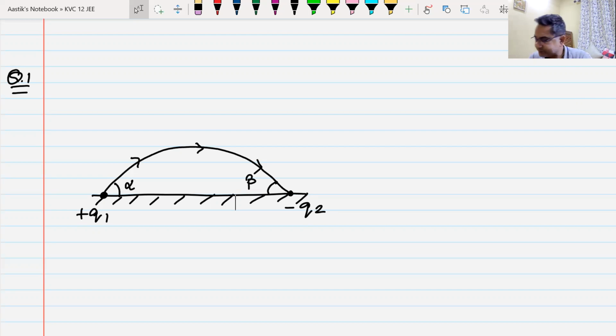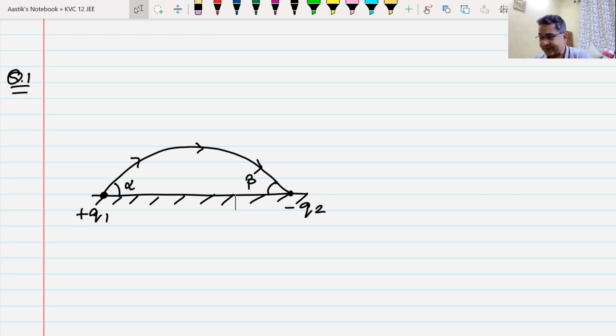So the question is like this. At Q1, which is a positive charge, the electric field line comes out of Q1 at an angle alpha, and it ends up at Q2, which is a negative charge, with an angle beta. If you know the angle alpha and you know the values of Q1 and Q2, what is the value of angle beta? They can ask you in a different way. What is the ratio of sine alpha by sine beta or something like that? So basically, you have to find the relation between alpha, beta, Q1 and Q2. That is the entire question.